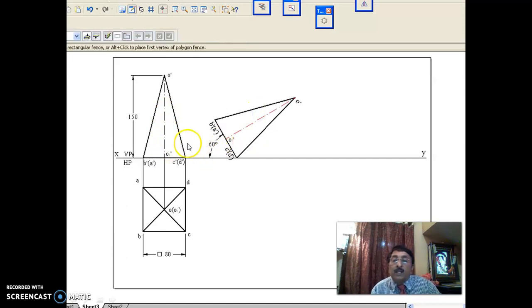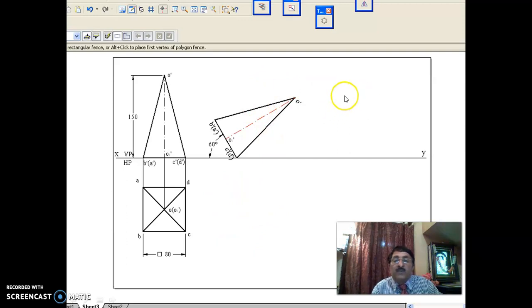Now this solid is rotated in such a way that it is resting on one of its base edges CD, that is C dash D dash, such that the base is inclined at 60 degrees to HP. Our axis is inclined at 30 degrees to HP. In this position, you are expected to write one top view. As you see here, when you are looking from here, how it is seen in the top view here, that has to be written.